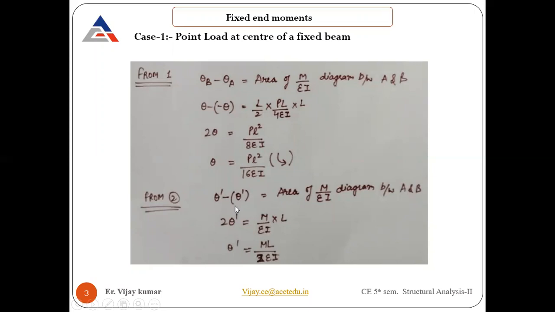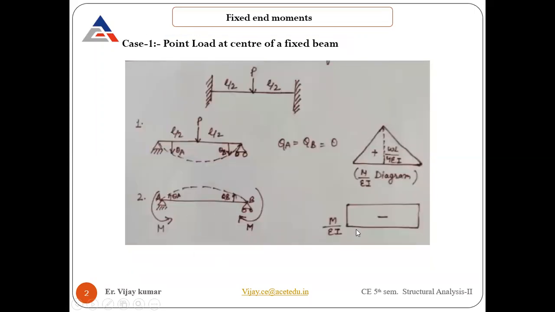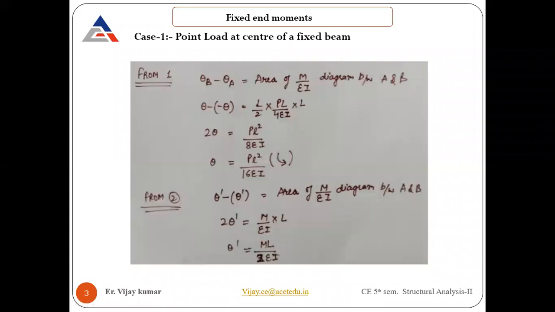Same for the second diagram, the M over EI diagram in this case. The area will be directly, it's a rectangle, so that will be base into height only. So 2 theta is equal to M over EI into L, the area of the M over EI diagram between the points A and B. So theta comes out to be ML over EI. So that is the theta we calculated.